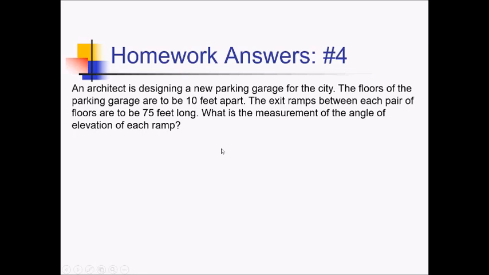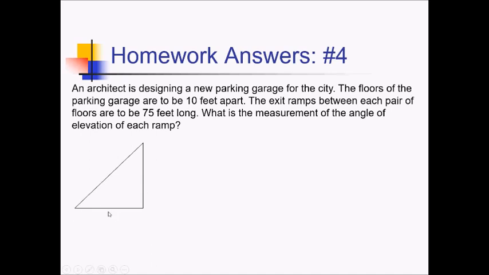On this one, an architect is designing a new parking garage for the city. The floors of the parking garage are going to be 10 feet apart, and the exit ramps between the floors are going to be 75 feet long. What's the angle of elevation of each ramp? Well, angle of elevation, we're talking about a right side up triangle. Now, they said the floors of the parking garage are 10 feet apart. So this hypotenuse here is your ramp.